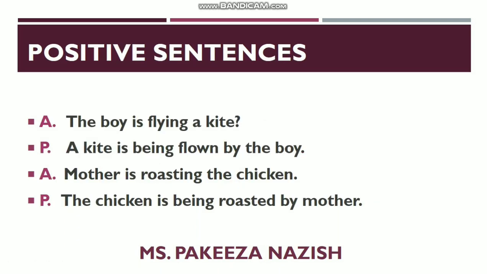Let's start the practice with positive sentences. The boy is flying a kite, right? A kite. Here, a kite is being, right? First form ing has to be converted into the third form of verb, and we are making this ing into being. And fly, third form of verb: fly, flew, flown. A kite is being flown by the boy.